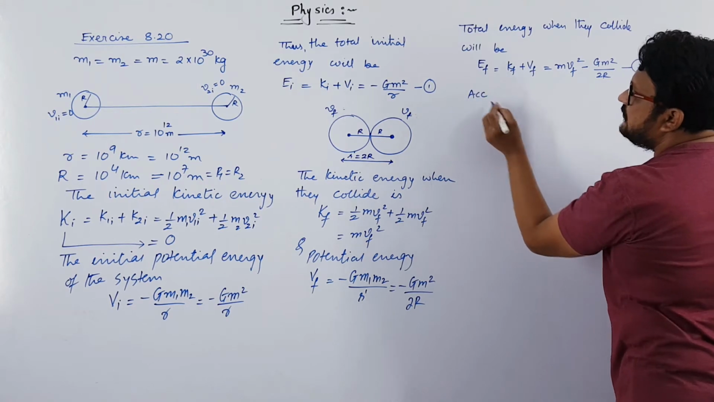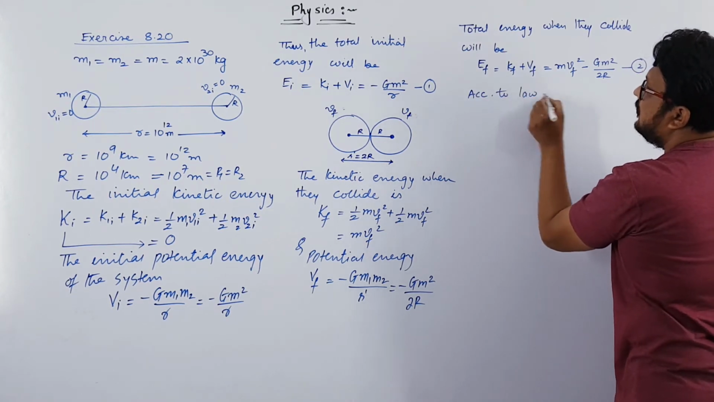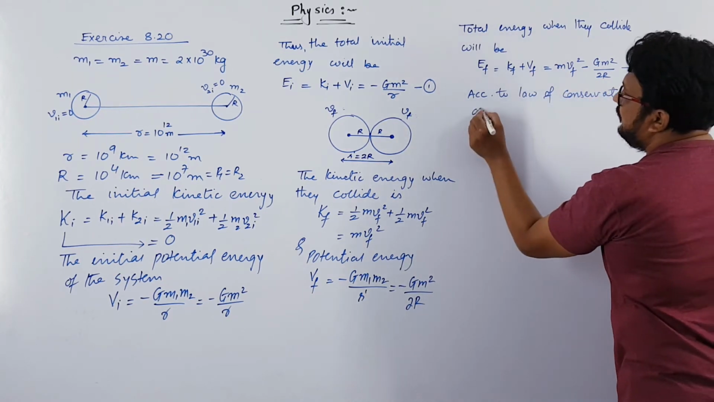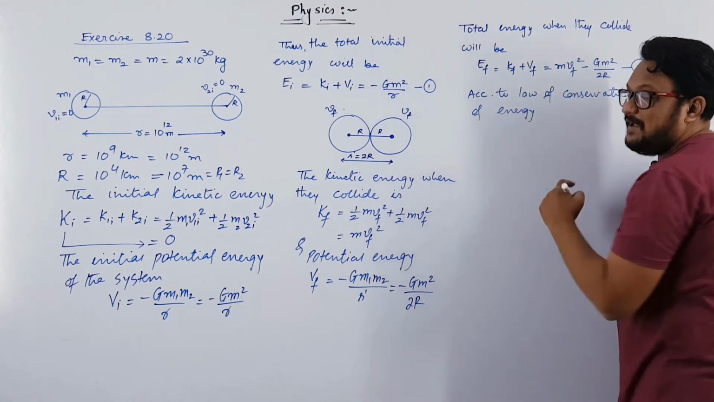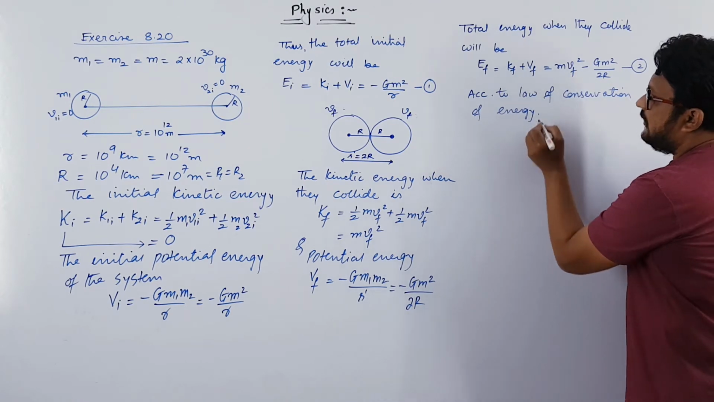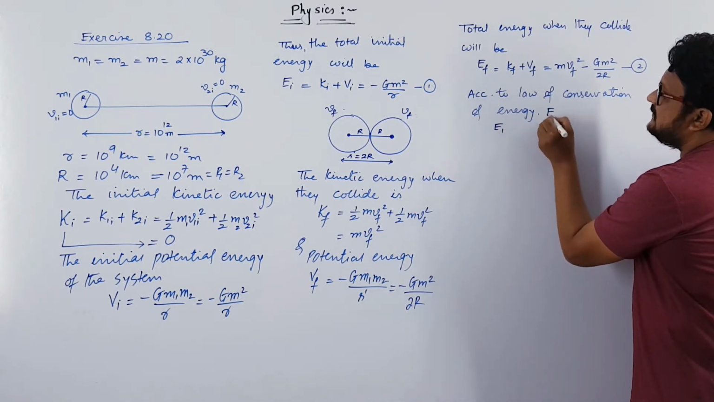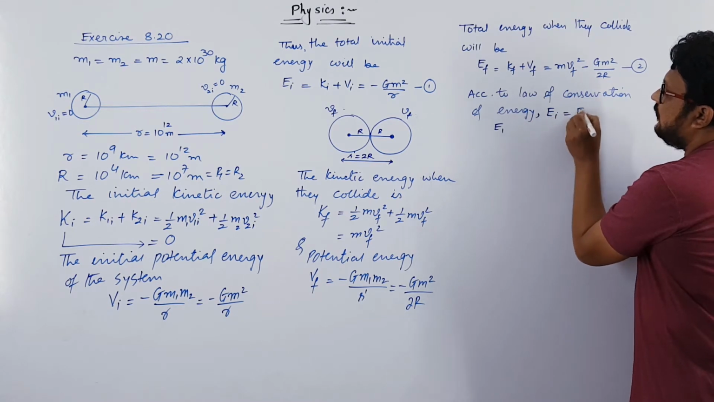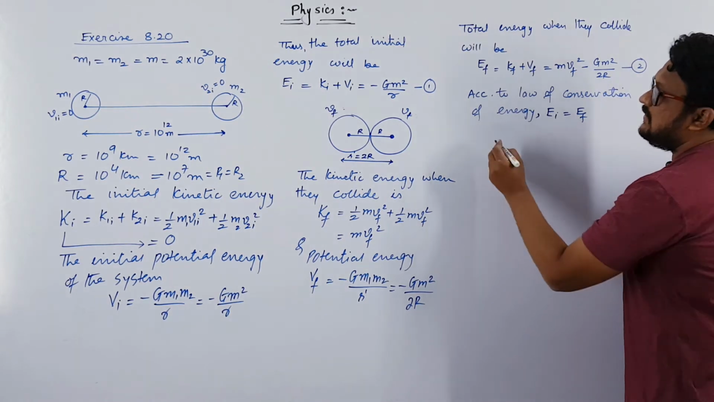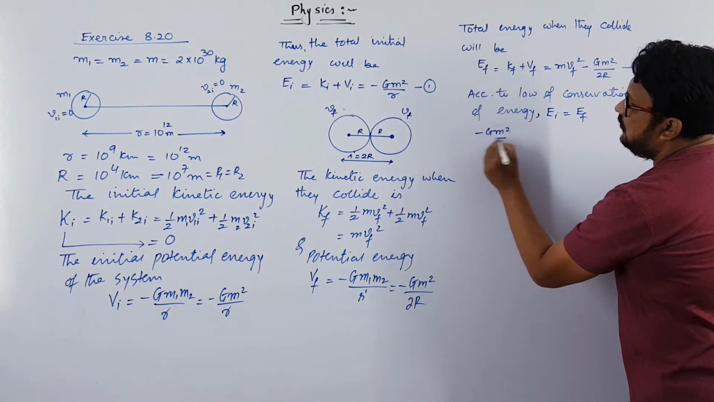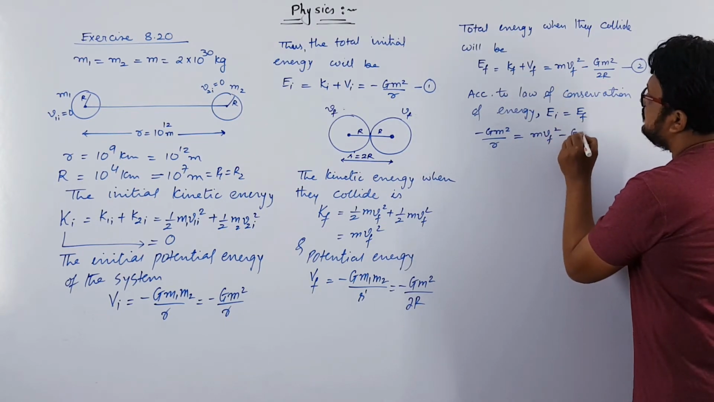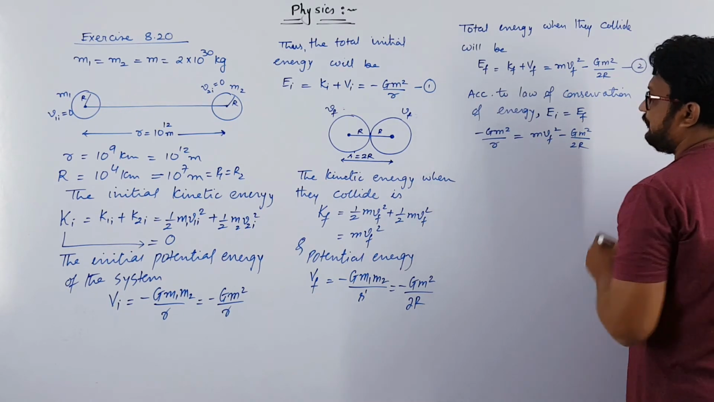Now according to law of conservation of energy, look, I am not having space over here, so I am writing ACC. You have to write the complete word according, right? So according to law of conservation of energy, initial kinetic energy must always be equal to final kinetic energy. Now what is initial kinetic energy? So from equation 1 you can say that minus gm square over r is equal to mvf square minus gm square over 2r, right?